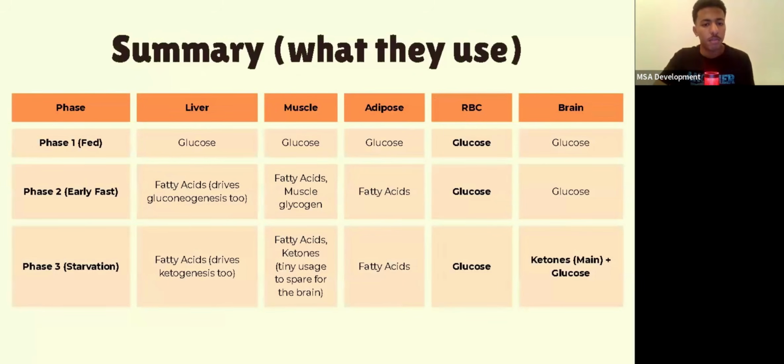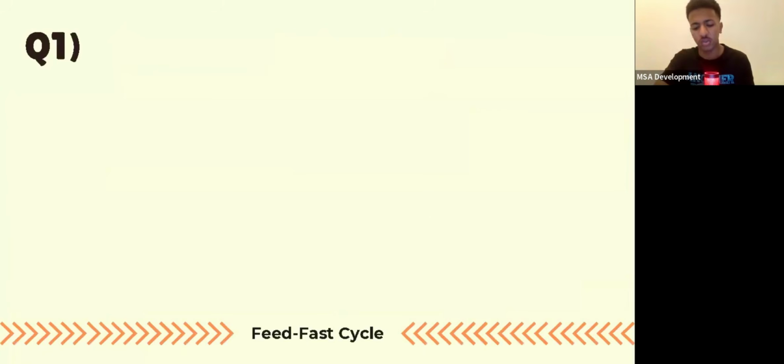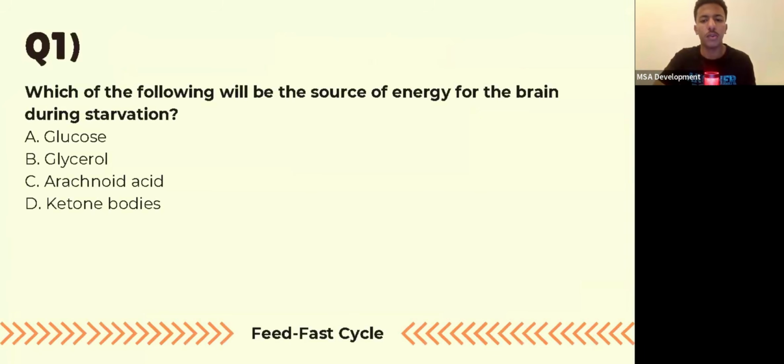Now, this is a very, very important summary table on what every organ uses. I'd like you to pause, read it on your own. Nothing new is mentioned over here. Just pause and read it on your own. Let's move on to question 1. Which of the following will be the source of energy for the brain during starvation?